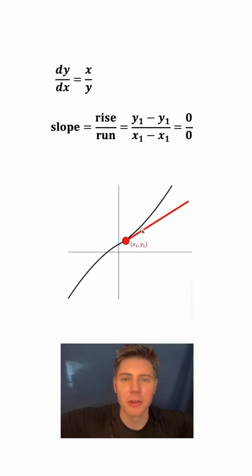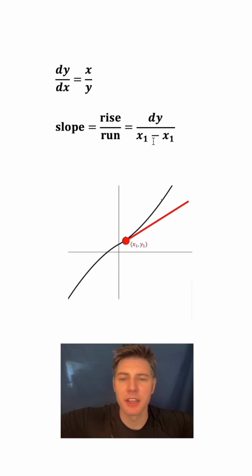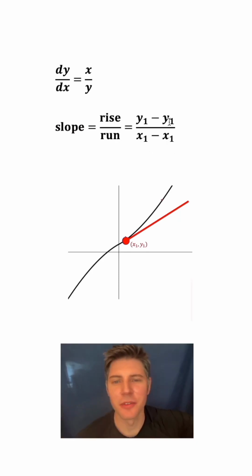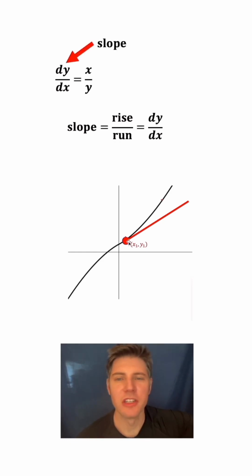It has a value. So instead of calling it 0 over 0, we call this y1 minus y1 dy and this x1 minus x1 dx. It's the difference in y and the difference in x. So the dy/dx is the instantaneous slope at that point.